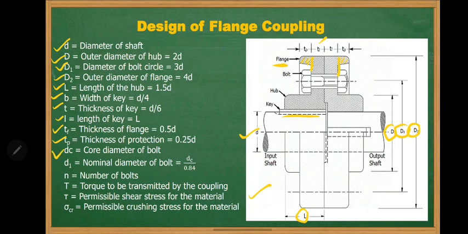Next, dc, core diameter of the bolt. d1, nominal diameter of the bolt, which is equal to dc upon 0.84. N, number of bolts. So this is the bolt, and N is the number of bolts. T, torque transmitted by the coupling. Here tau is the permissible shear stress for the material, and sigma c is the permissible crushing stress for the material.